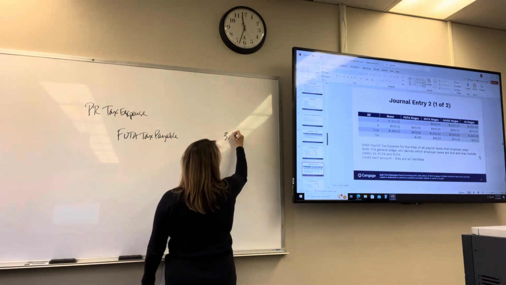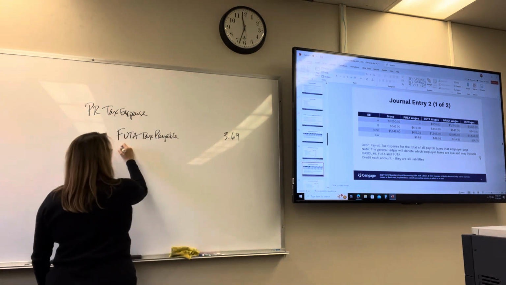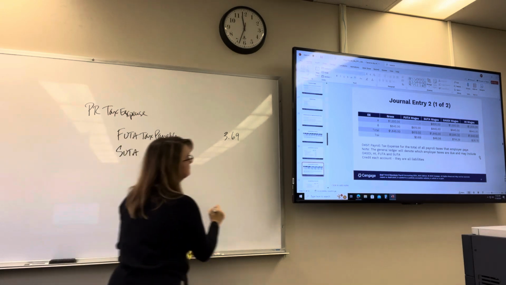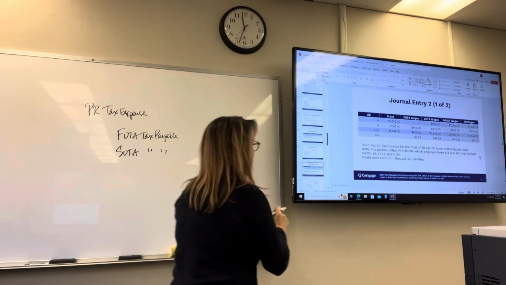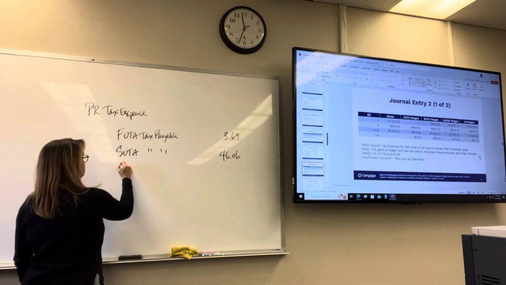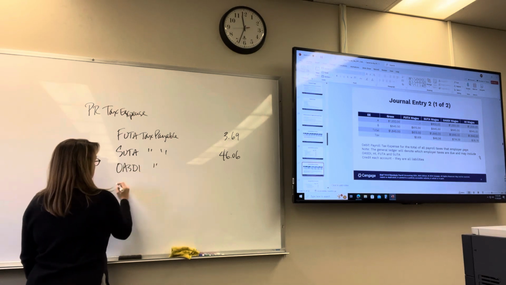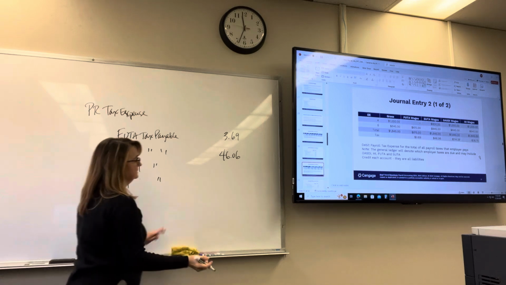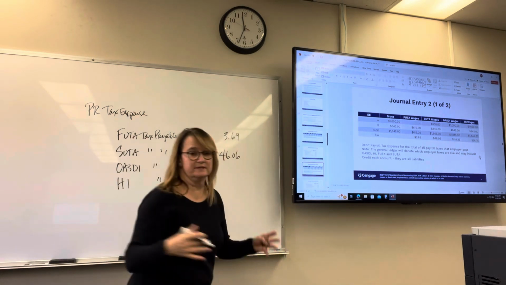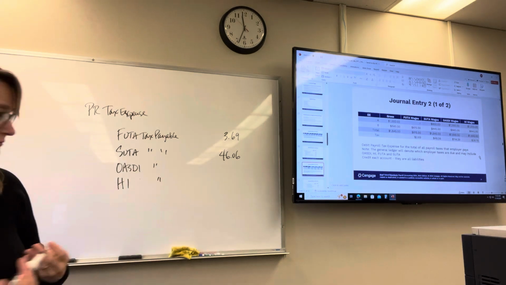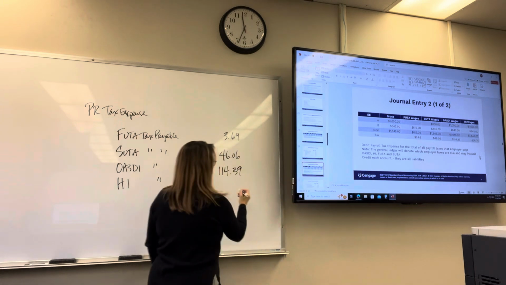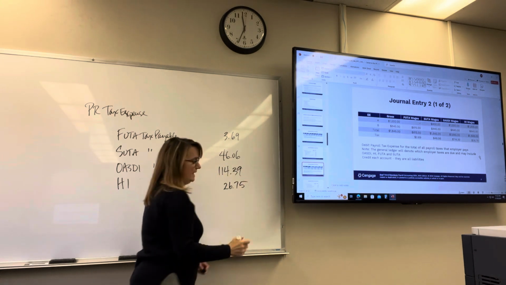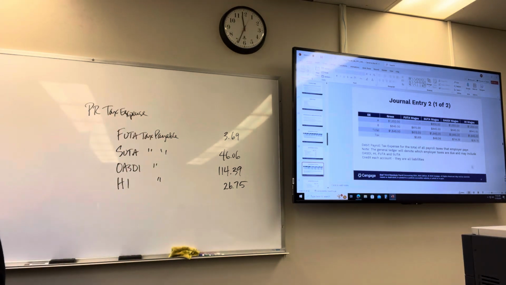$3.69. Student taxes payable. $46.06. OASDI payable. And HI payable. So again, these are the amounts. And you'll notice, so the $114.39, that's equal to the employees' amounts that are being withheld from their paycheck. And $26.75. Add all of those up, and we'll get our debit.